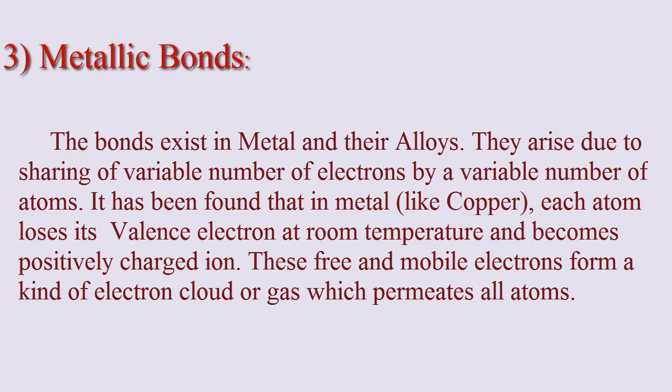Thirdly, metallic bonds. These bonds exist in metals and their alloys. As we know, an alloy is a mixture of two or more metals. They arise due to sharing of a variable number of electrons by a variable number of atoms. It has been found that in metals like copper, each atom loses its valence electron at room temperature and becomes a positively charged ion. These free and mobile electrons form a kind of electron cloud or gas which permeates all atoms.